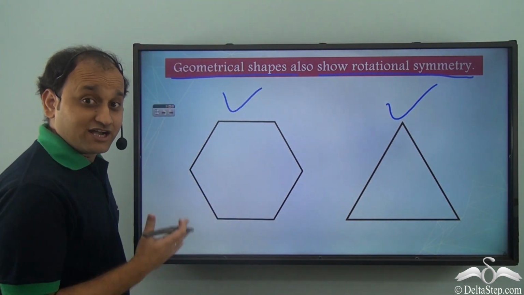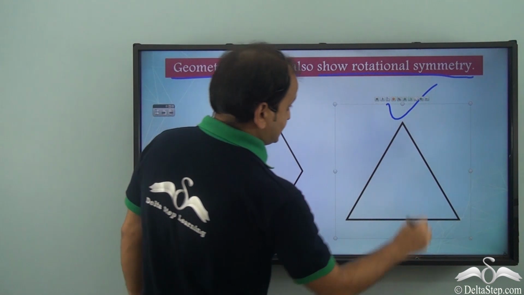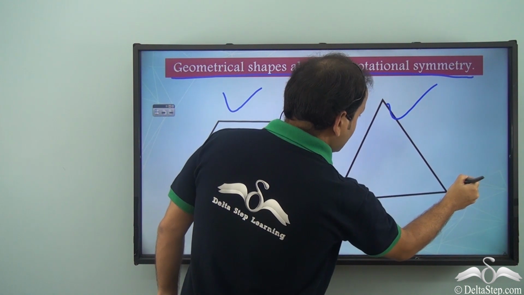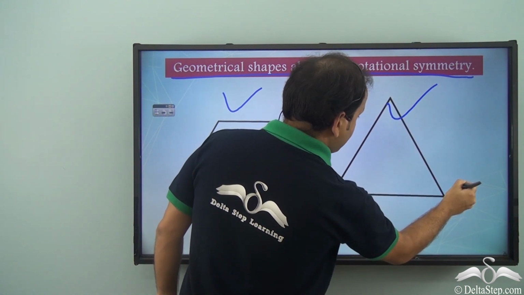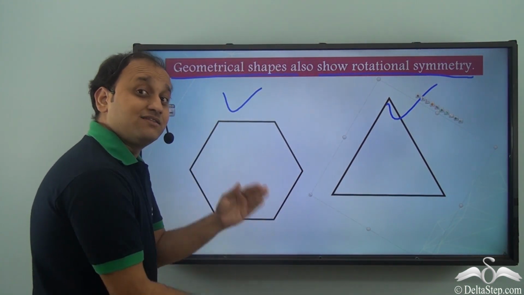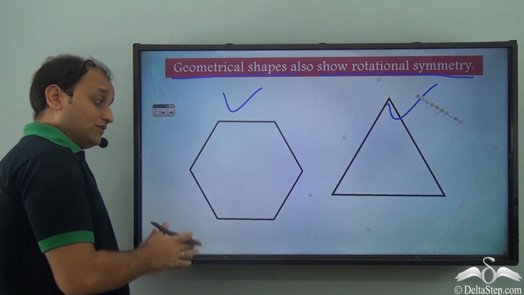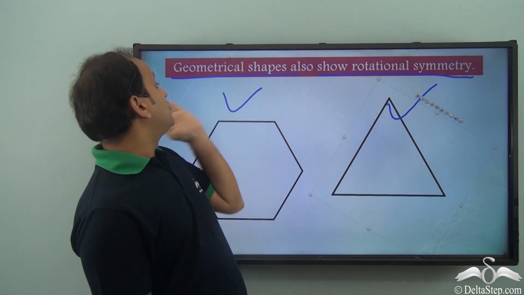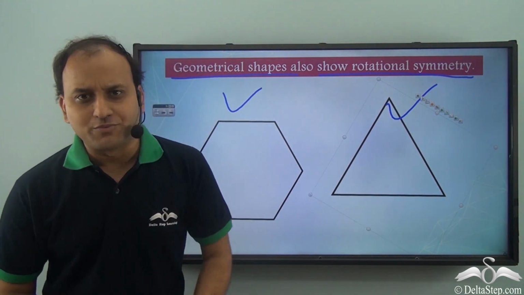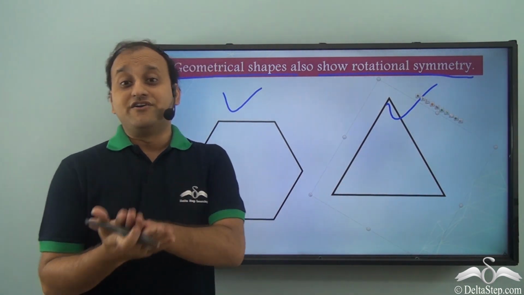Let's check whether it is showing or not. So I am going to rotate it. So I rotate it, and I have not completed one full turn, but I got a position which looks exactly like the first position. So we are getting rotational symmetry here too. So this is how, even when we talk about geometrical shapes, they show rotational symmetry. There are many geometrical shapes which show rotational symmetry, just like many objects in our real lives.